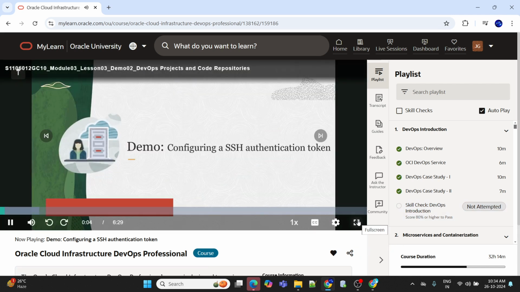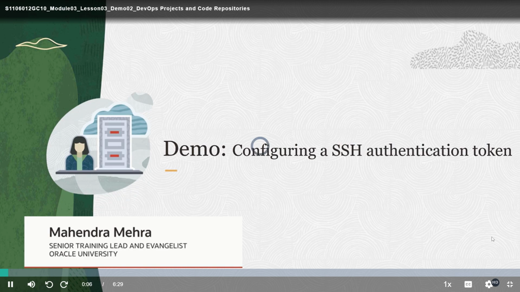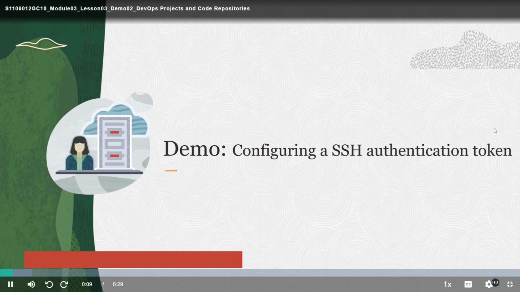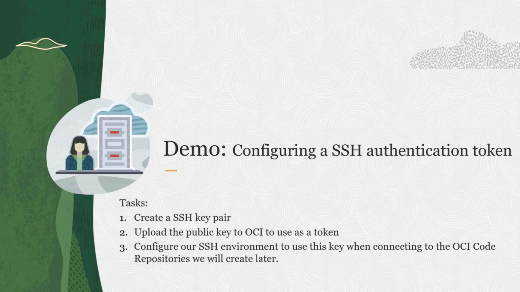Hi, I am Mahendra Mehra, and as part of this demo, I'll be showing you how to configure a SSH authentication token. One of the ways you can authenticate to access Oracle Cloud Infrastructure Services is using a SSH-based API key. In this demo, I'll show you how to do it. This demo is divided into 3 tasks.